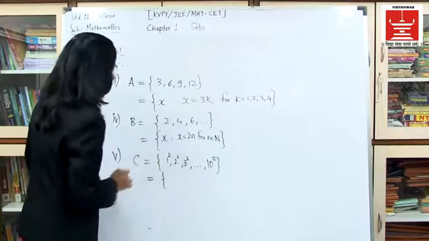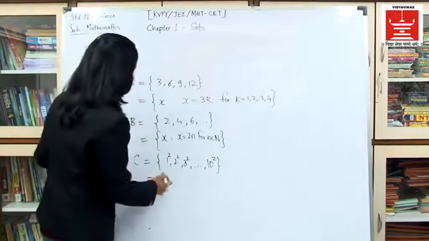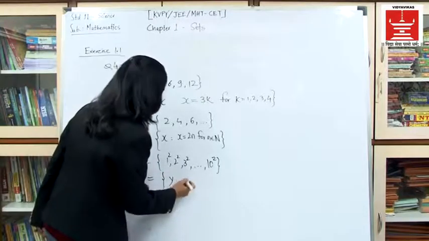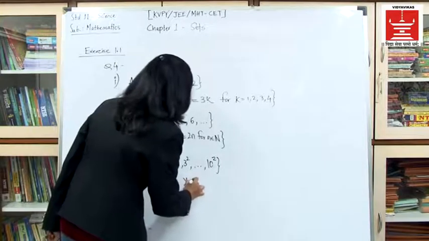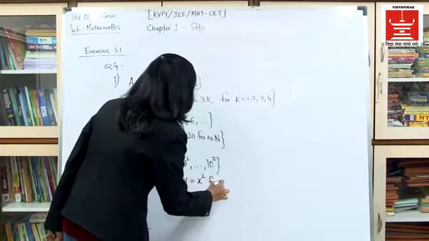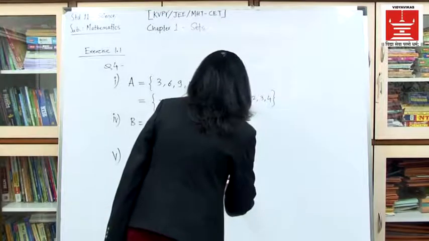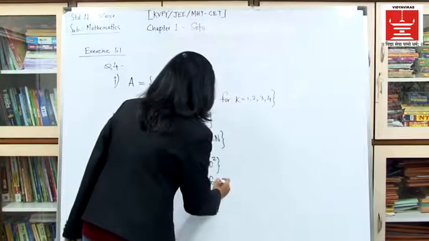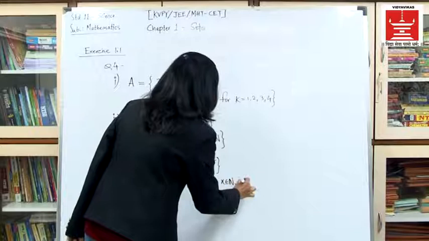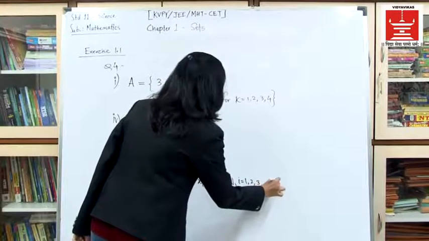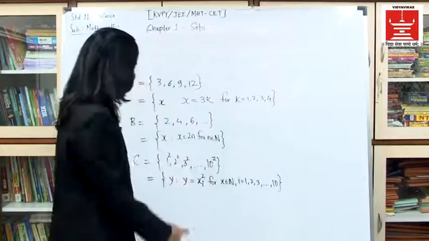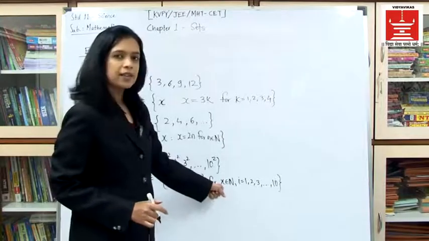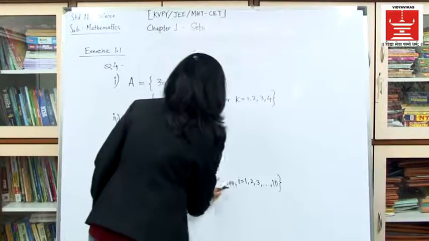So in the set builder form you can say, now we'll use a different letter just for the sake of convenience and variety, the collection of all y's such that y is equal to x square, or we can again use a suffix here, x_i, for x a natural number, i running from 1, 2, 3 up to 10. So i running from 1 to 10 gives you 10 members, x1 square, x2 square, x3 square, x4 square, okay, and who are these x's? They are natural numbers.